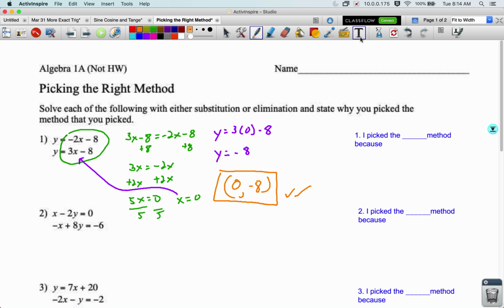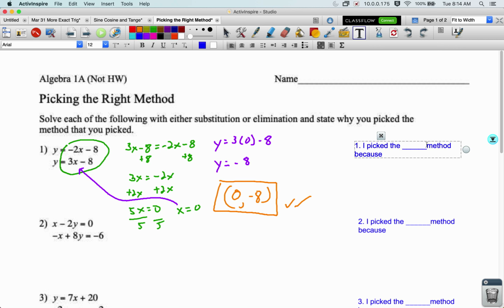So let's write what we just did. I picked the substitution method because both equations already had y isolated, so I could set the right-hand sides equal to one another.